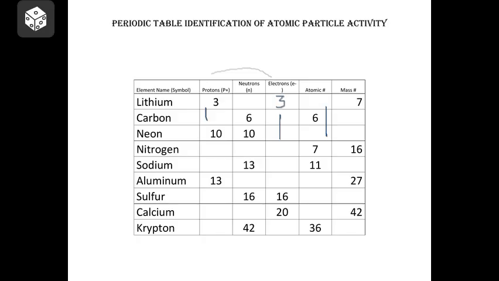So the last blank we have then is number of neutrons. So the way you figure out neutrons is through mass number. Mass number's definition that you saw in the notes is the number of protons plus neutrons. So 3 plus what equals 7? Well, in this case, it is 4. So a lithium atom has 4 neutrons, basically.